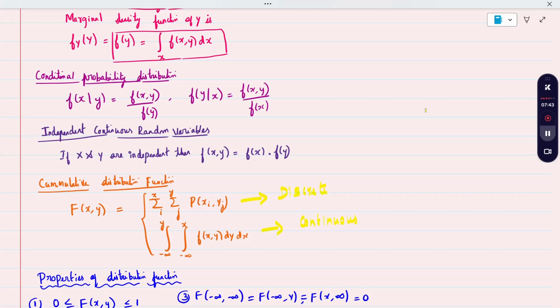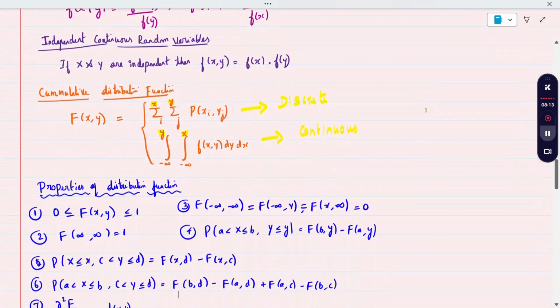Cumulative distribution function, same thing. We have learned this in the first unit. Same concept: capital F of x comma y equals the double summation of probability of xi comma yj. Remember, the upper limit is not infinity; it is with respect to x and y. Same way here, double integration of f of x comma y dy dx. The upper limit is the fixed variable. In this yellow color, you should not change the variable; the formula is as it is. You should not change it for a cumulative distribution function.